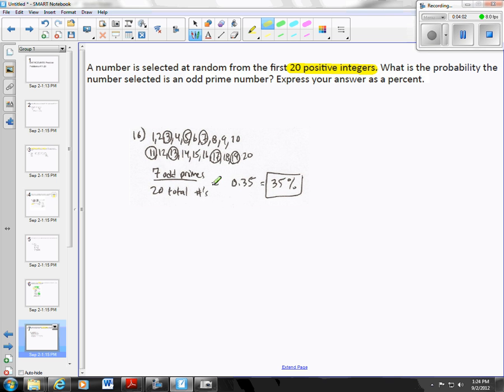So that would be 7 out of 20, which is 0.35 or 35%. And you should always remember that 1 out of 20 is 5%. So if we have 7, 7 times 5 is 35%.